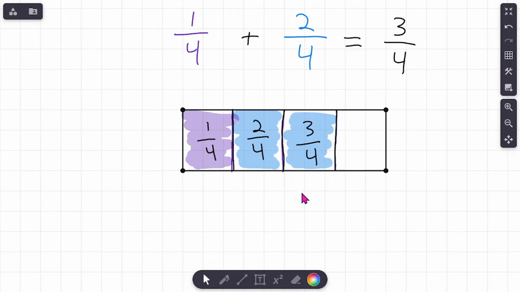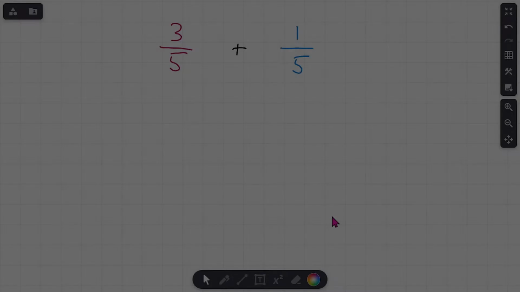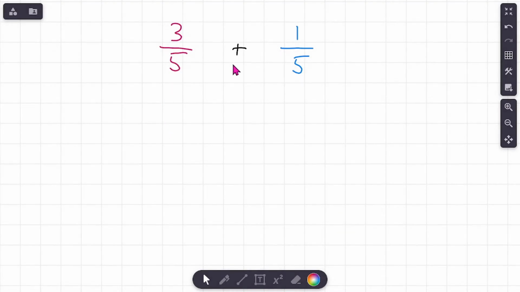What I want you to do now is pause it if you need to, rewatch this section, and then let's try another one together. All right, here's our next one. We've got two fractions, 3/5 and 1/5.